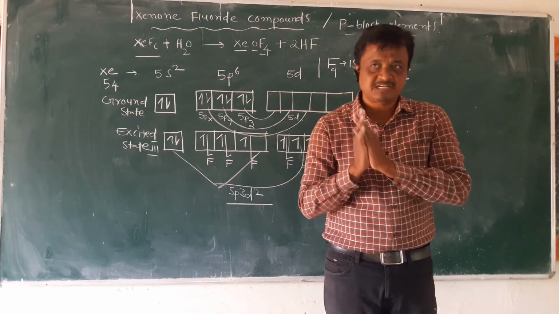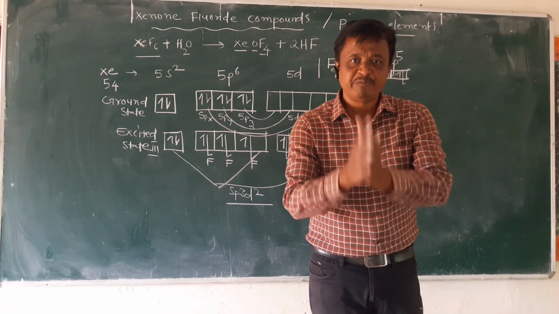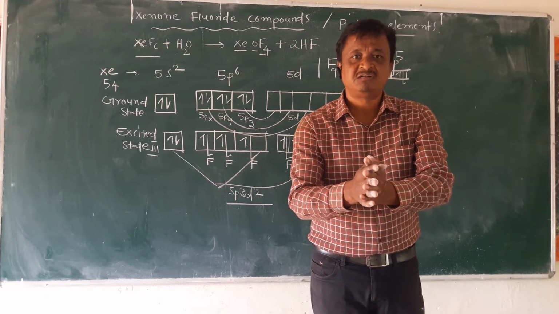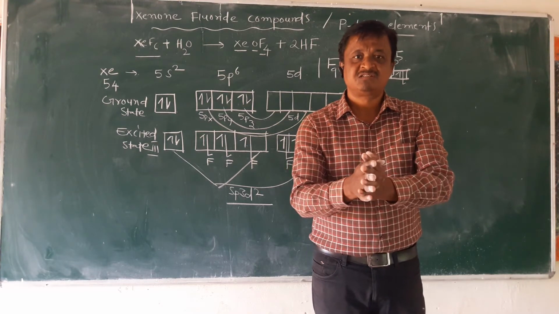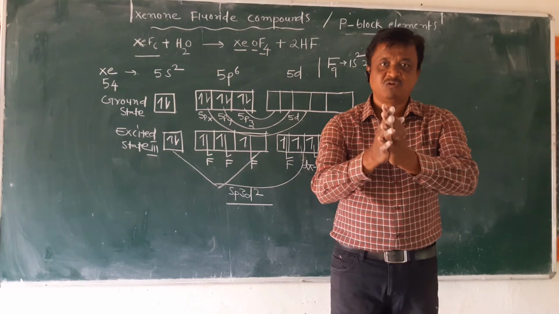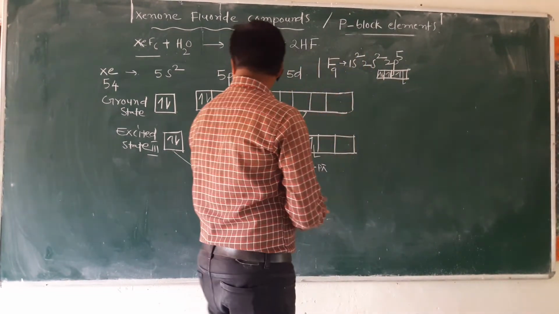Let me write the structure. What type of hybridization, what is the bond angle, how many sigma bonds, how many pi bonds, is there any dπ-pπ bond, how many unpaired electrons, what is the bond angle and what is the structure name? Let me explain, so look at the board.